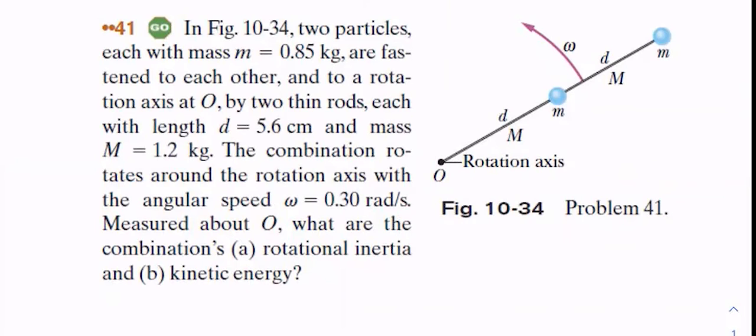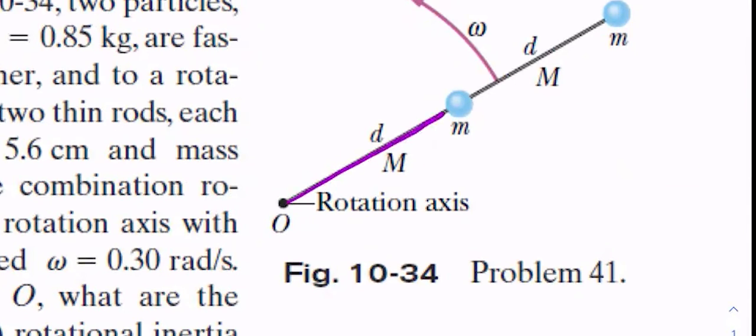In this problem, you can see that we have two rods and two masses. I chose to look at this as four particles: rod 1, mass 1, rod 2, mass 2. And I want to find the rotational inertia of each of my four particles, and then I just add up those four particles to get the rotational inertia of the system.